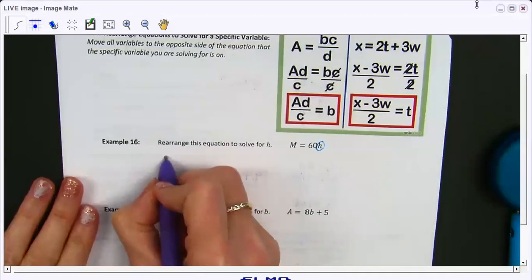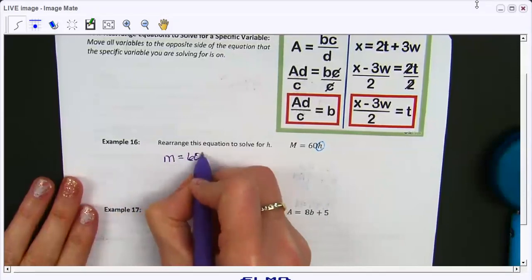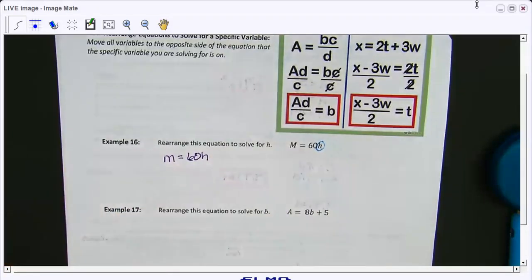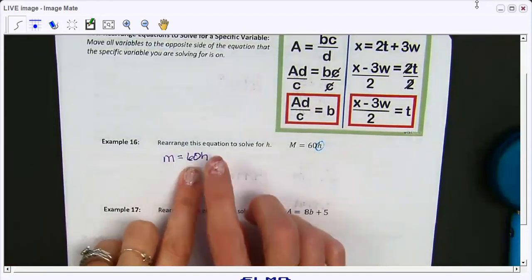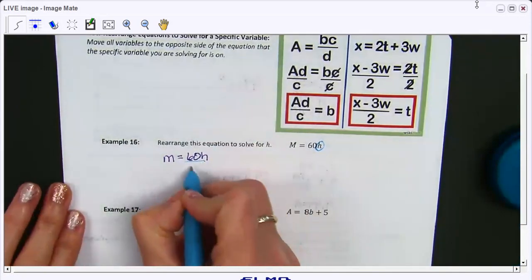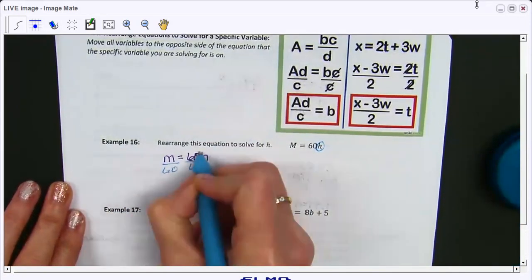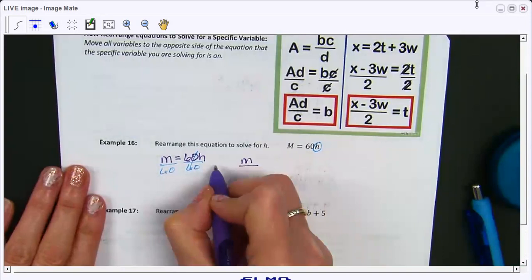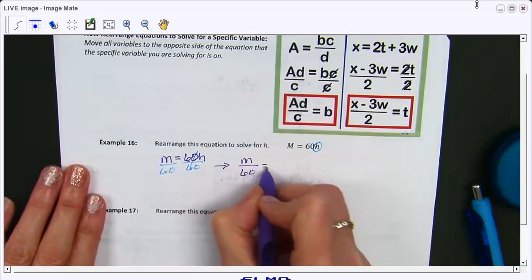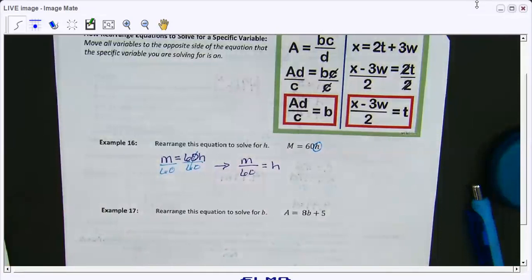So M equals 60H. If I want to get H by itself, I have to get rid of that 60. So what am I going to do? Divide. We're going to divide because 60 and H are being multiplied together. So we do the inverse of that and we divide both sides by 60. Okay. So our answer is M over 60 equals H. We have now isolated H. We're done. There's no solving in this section. We're just rearranging.